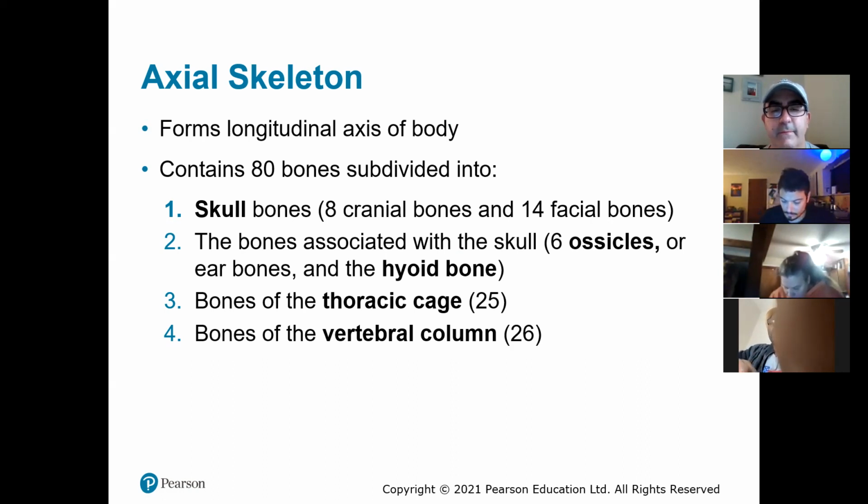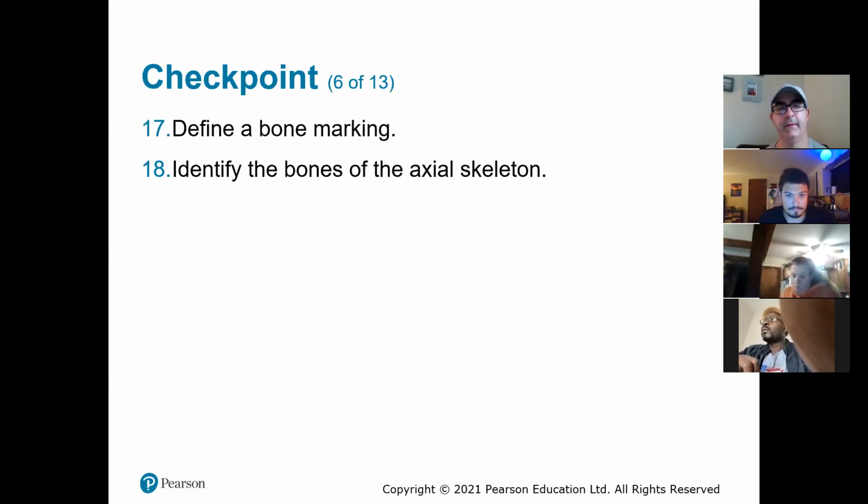So there's that. Then there are bones of the thoracic cage. Well, that's your rib cage, right? We'll see that there are 25 of those. There's 24 ribs, and then your sternum. And then the bones of your vertebral column. Well, you have 24 vertebrae, and then you have the sacrum and the coccyx. We'll talk about those.